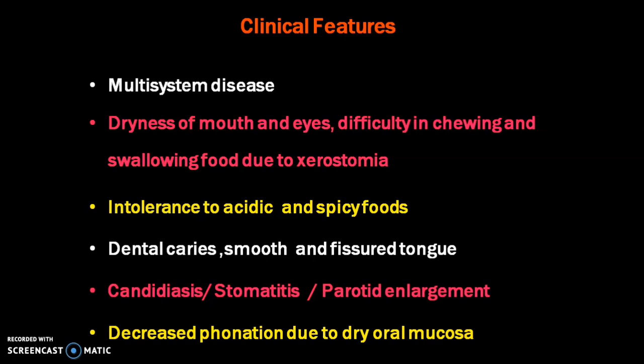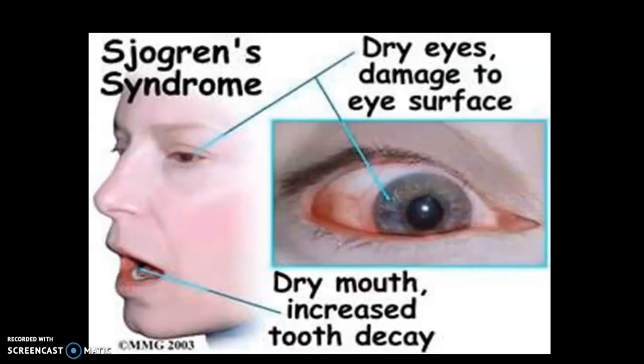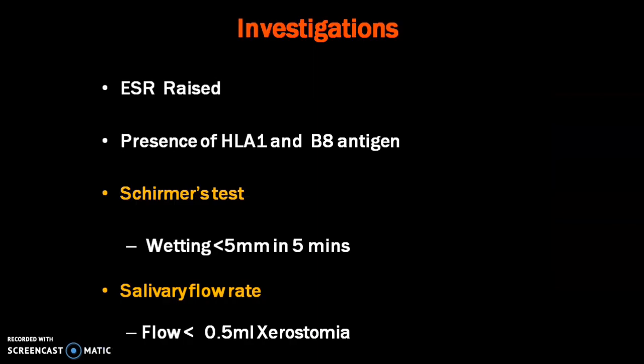Clinical features: because it is a multi-system disease, there is dryness of the mouth and eyes, and difficulty in chewing or swallowing food due to xerostomia, intolerance to acidic and spicy food. Dental caries can be there, a smooth and fissured tongue, candidiasis and stomatitis. All these secondary complications are basically due to xerostomia and xerophthalmia. This is a picture showing dry eyes, damage to the eye surface, dry mouth and increased teeth decay. Then in investigations, the ESR will be raised and the presence of HLA-B8 antigen will be there.